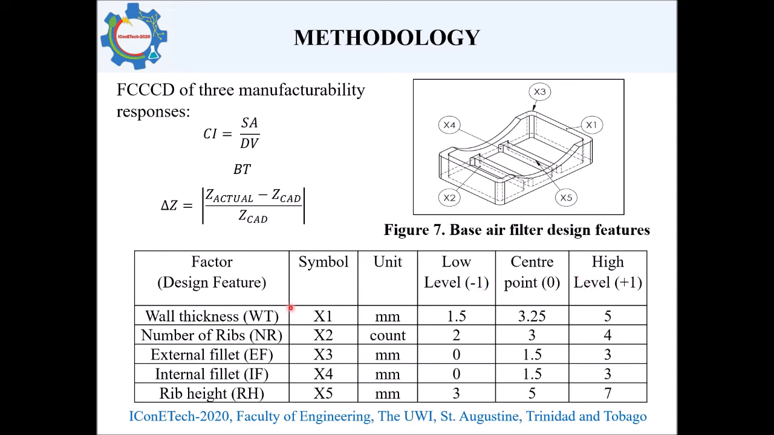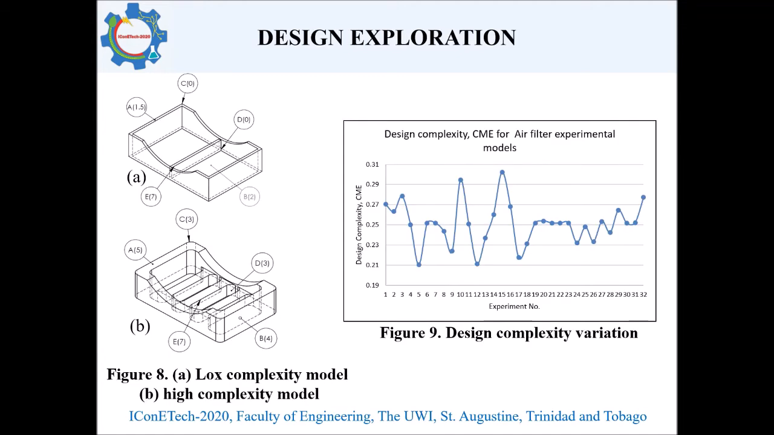The design features selected from the air filter model included the wall thickness, shown in Figure 7 by symbol X1, the number of ribs, shown as X2, external fillet, shown as X3, internal fillet, shown as X4, and rib height, shown as X5. Our job is to find the most complex design inside of this search space that still meets manufacturing criteria. Figure 8 shows an example of the kind of differences existing in the search space. Figure 9 gives a macro look at the complexity observed for 32 experimental models.